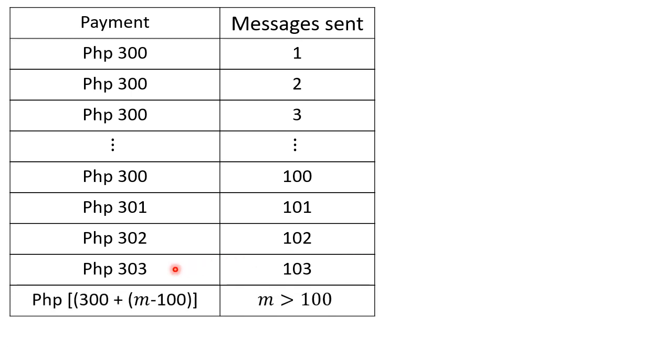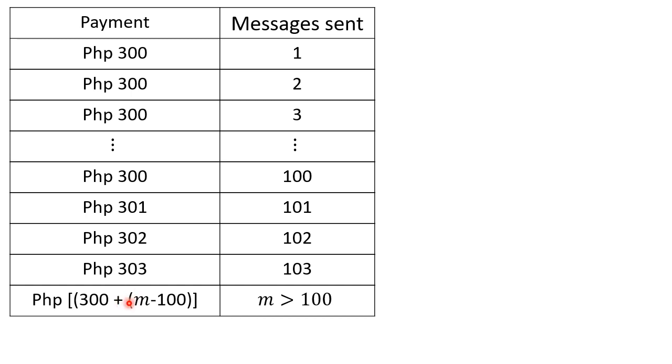And we can see na for every M, which is the number of messages sent, greater than 100, ang babayaran ko is excess sa 100, so minus natin yun sa 100, para makuha yung M minus 100 na yun, this is the excess in 100. Okay? Excess ng 100 na messages. Okay? And then, i-add mo siya sa 300.